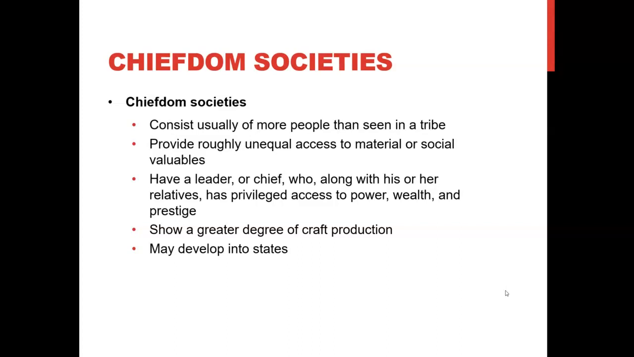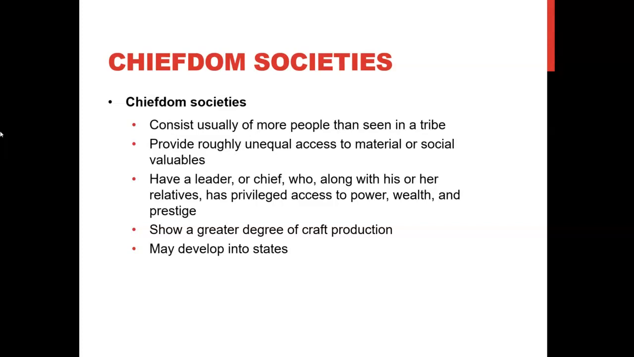But you know what? Sally didn't do anything, so Sally's getting no fish, right? So now we're starting to divide the wealth and social valuables differently amongst our society. We have a leader or chief who, along with his or her relatives, has privileged access to power, wealth, and prestige. So now we're talking about a leader that we're more familiar with, a leader that has more priority to power, wealth, and prestige. Okay.